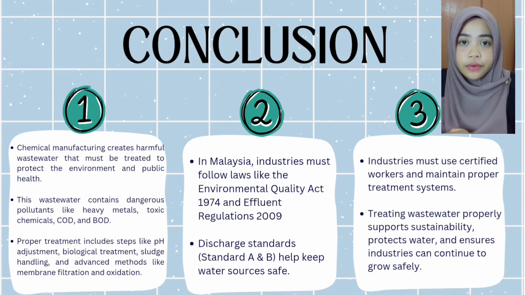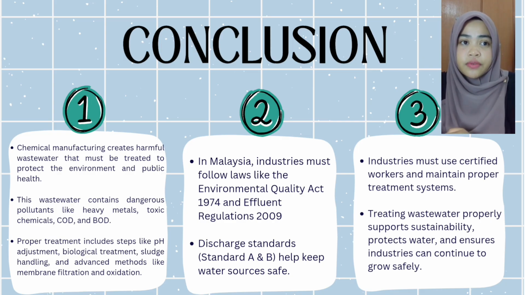For the conclusion, first, chemical manufacturing creates harmful wastewater that must be treated to protect the environment and public health. The wastewater contains dangerous pollutants like heavy metals, toxic chemicals, COD and BOD. Proper treatment includes steps like pH adjustment, biological treatment, sludge handling, and advanced methods like membrane filtration and oxidation.